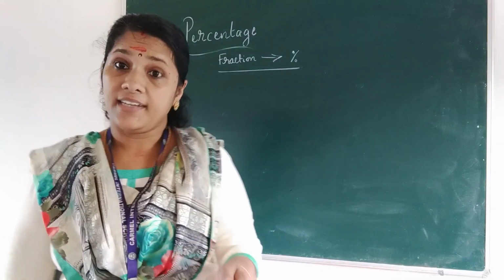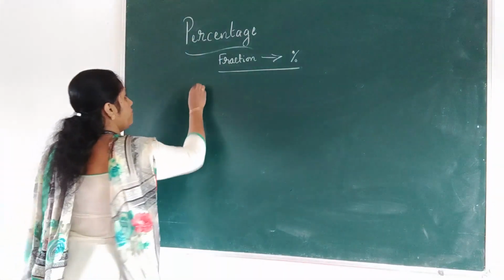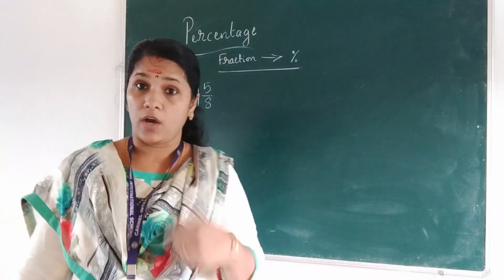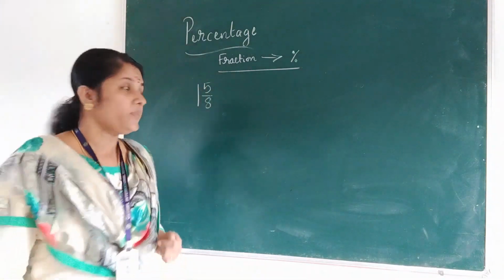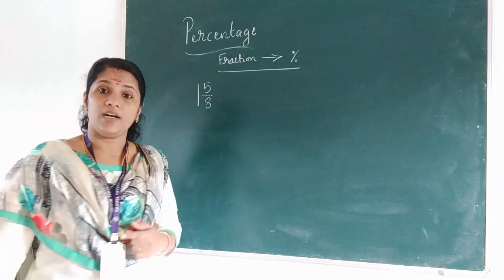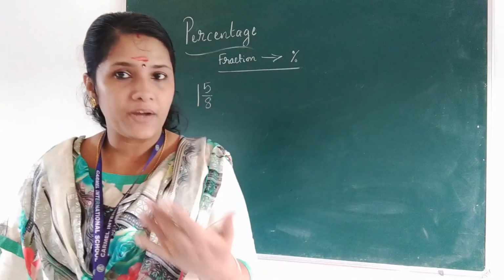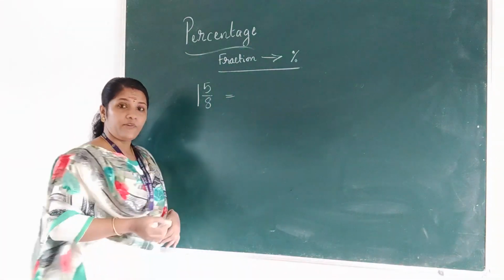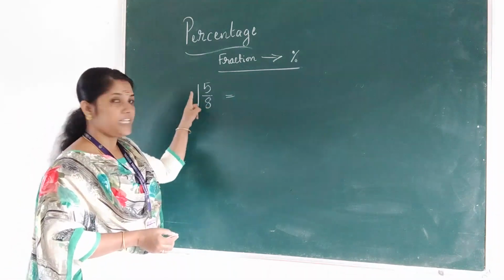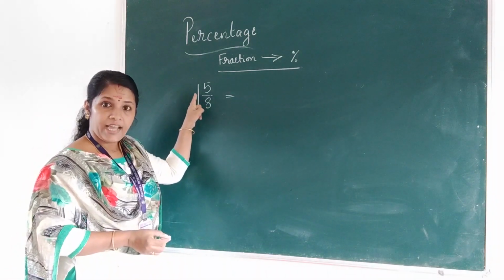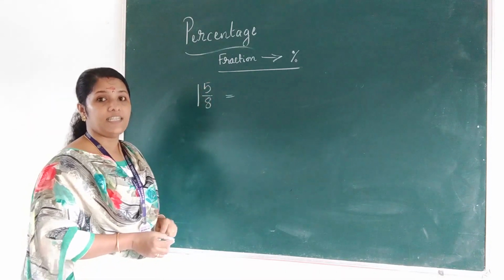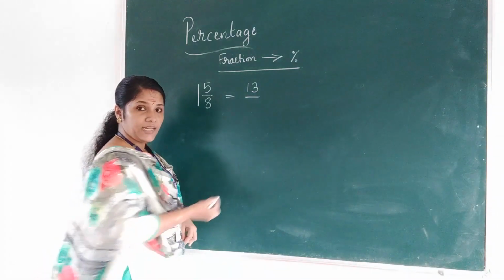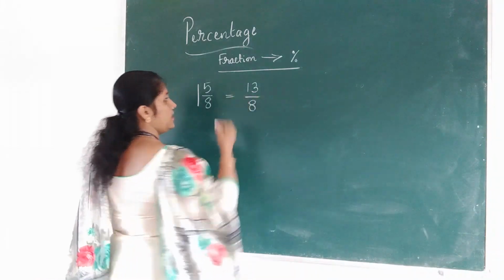Let's consider another example. 1 5 by 8, a mixed number we are going to convert into percentage. Here also we need to convert the mixed number into an improper fraction at first. Tell me, how can we do it? 1 5 by 8: 8 into 1 is 8, 8 plus 5 is 13. So 13 in the numerator, denominator it is 8.